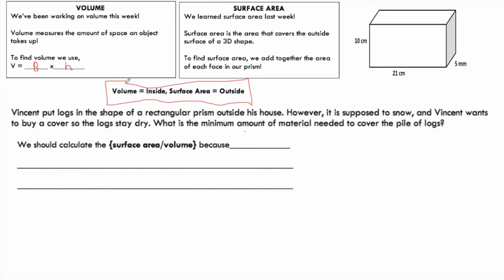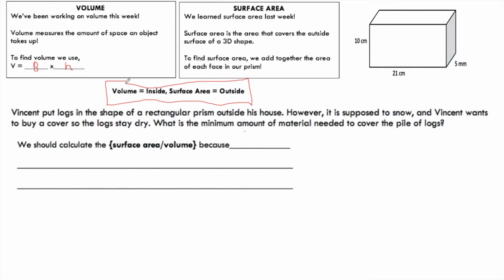So Vincent puts logs in the shape of a rectangular prism outside his house. However, it's supposed to snow, and Vincent wants to buy a cover so the logs stay dry. What is the minimum amount of material needed to cover the pile of logs? So here we need to use the idea that volume equals inside, surface area equals outside to figure out what they're asking us to calculate, because they didn't give us volume or surface area. They just told us what's the minimum amount of material needed to cover the pile of logs.